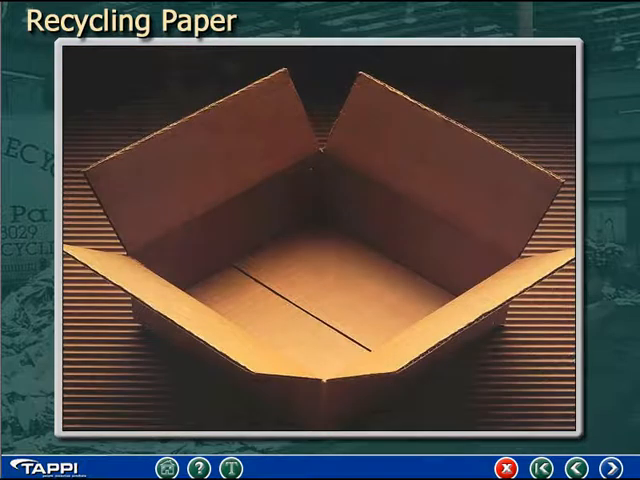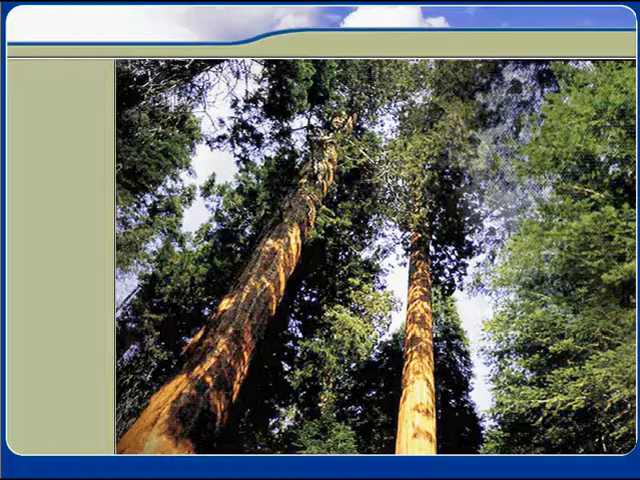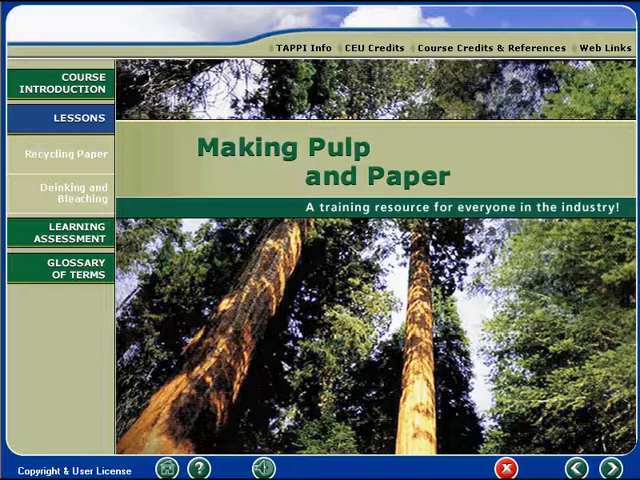In the second lesson, we'll talk about grades of paper that require higher brightness and more stringent contaminant removal. You can access Lesson 2 from the main menu. Click on the Continue or Exit button to exit the course. Click on a selection from the main menu on the left.